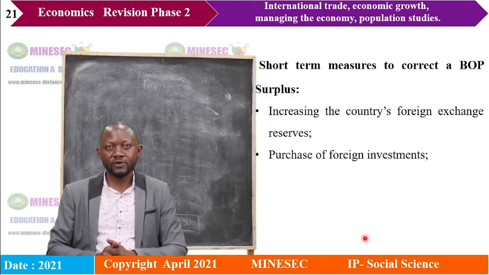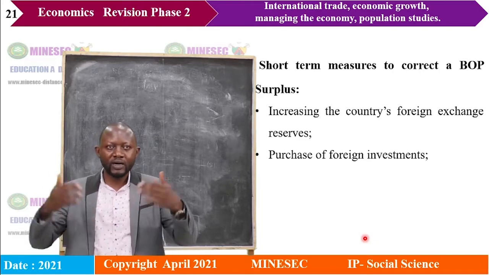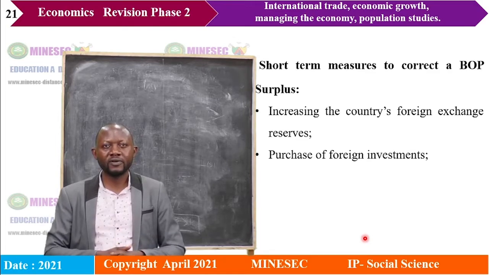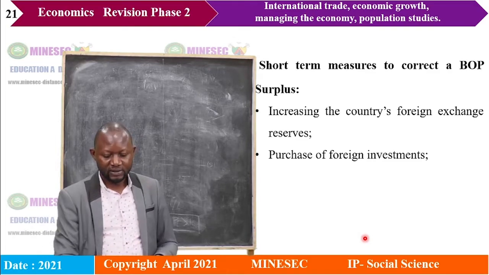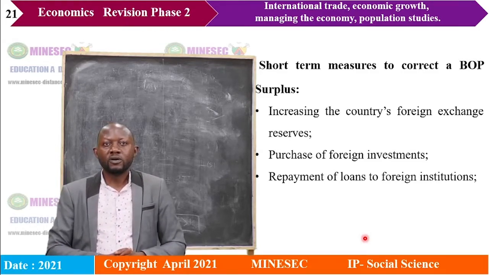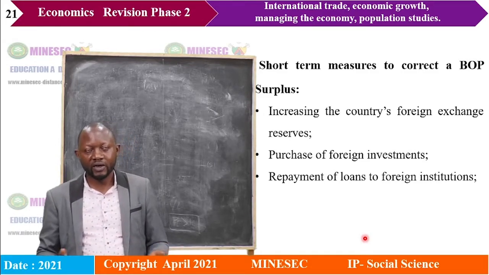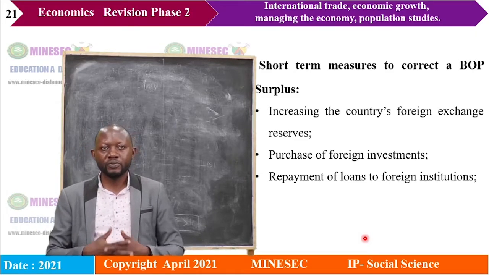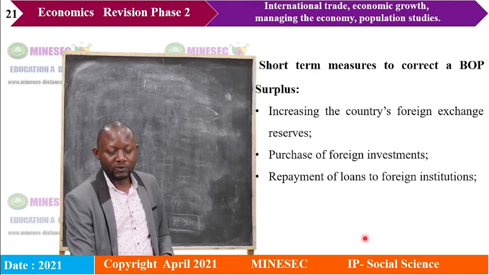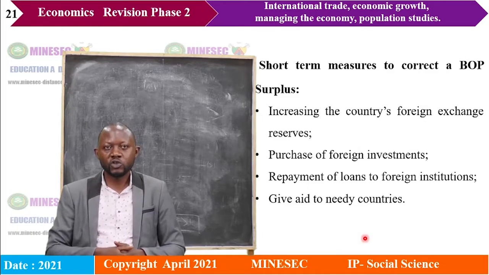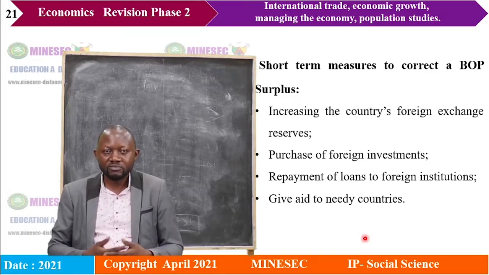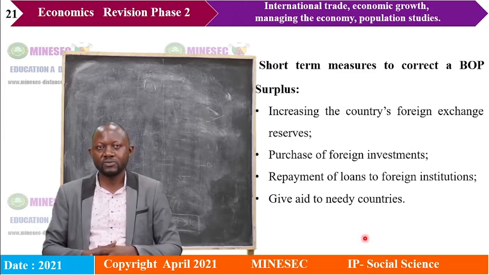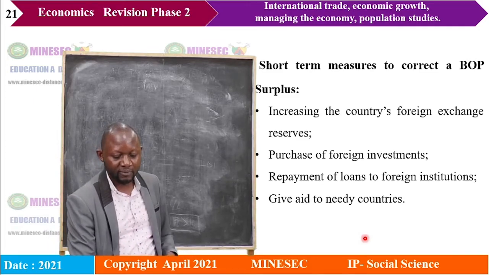Equally, the government will pursue foreign investment abroad. It could buy industries, or make portfolio investment, buying shares in other countries. That might cause an outflow of currency, and it could correct the balance of payment surplus. Another option is repaying loans to foreign institutions or friendly countries. If the government owes any country or institution, this is the best time to repay the loans. That could also help take care of the situation. Aid could also be given to countries in need, probably countries facing natural calamities, earthquakes and so forth. That would also help.